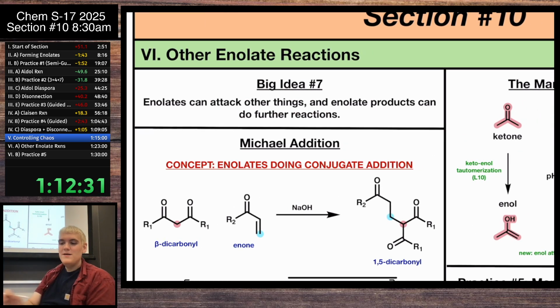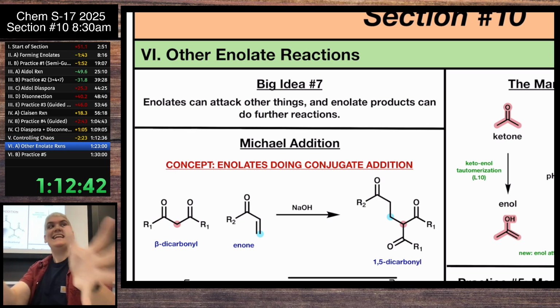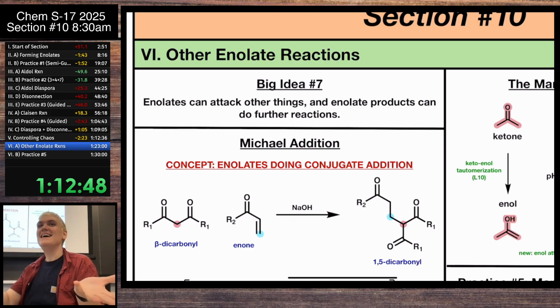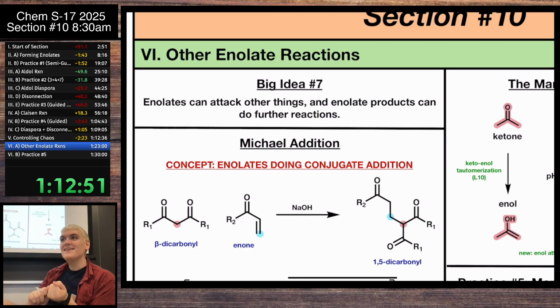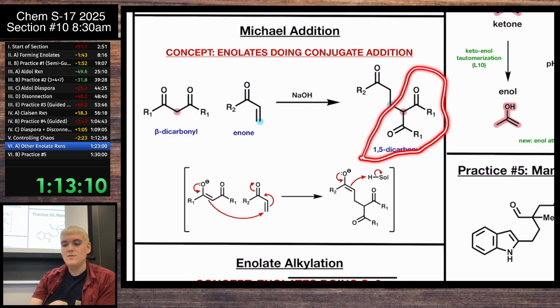Last up, we have the other enolate reactions. Our big enolate reactions are the aldol, where the enolate attacks what? Ketone or aldehyde. And the Claisen, where the enolate attacks what? Ester. Thank you. So enolates can also attack other things. An enolate could attack an enone here. And if the enolate attacks the enone, you do 1,4 addition. What you get as your product is a 1,5 dicarbonyl, which feels weird, but it's just the product.